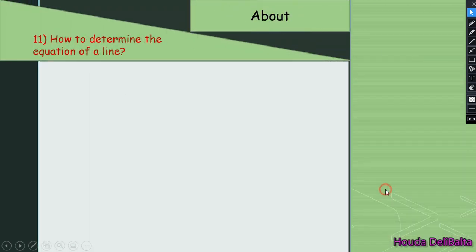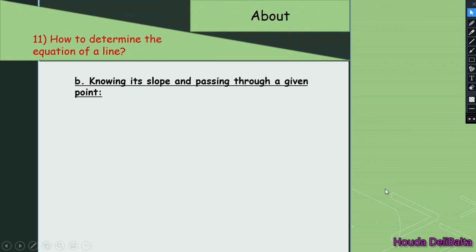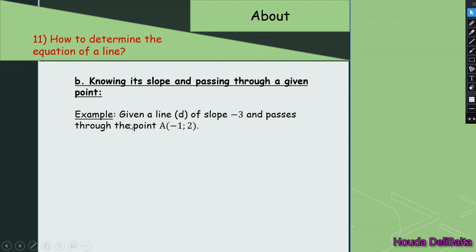Here is a second case. Knowing the slope of the line and passing through a given point. So again, how to determine the equation of a line, knowing its slope and passing through a given point. So we have its slope and we have a point on it. Example, given a line D of slope -3 and it passes through the point A of coordinates (-1, 2), then I have the slope and I have a point on it. How can I determine the equation of the straight line?